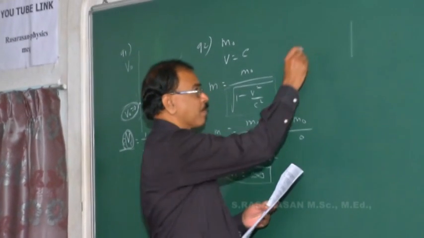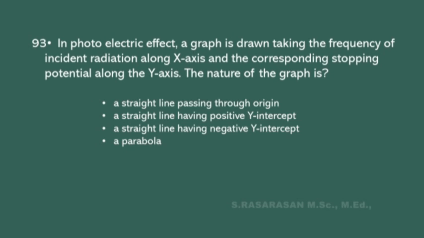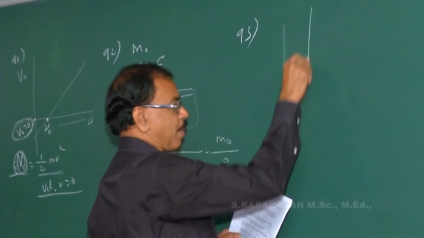Next, in the photoelectric effect, a graph is drawn by taking the frequency of incident radiation along the x-axis and the corresponding stopping potential along the y-axis. The nature of the graph is... in the photoelectric effect, a graph is drawn by taking the frequency of the incident radiation along the x-axis.